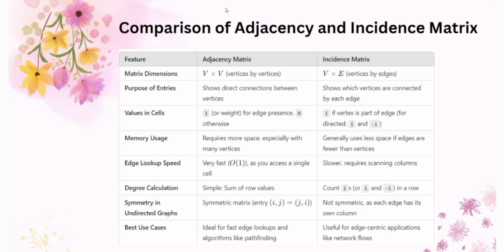Best use cases. In adjacency matrix, it works well for tasks needing fast access to connections like checking paths or finding connections between specific vertices. Incidence matrix, it is useful for problems focused on edges like analyzing networks or representing graphs with multiple edges between the same vertices.